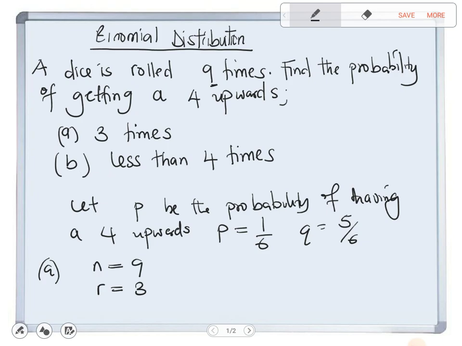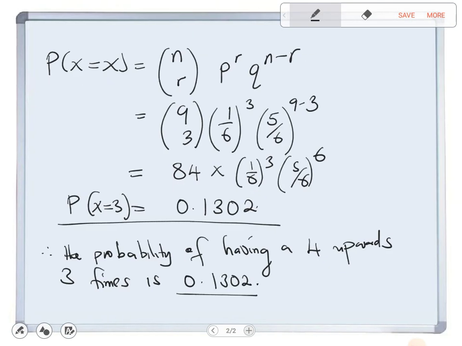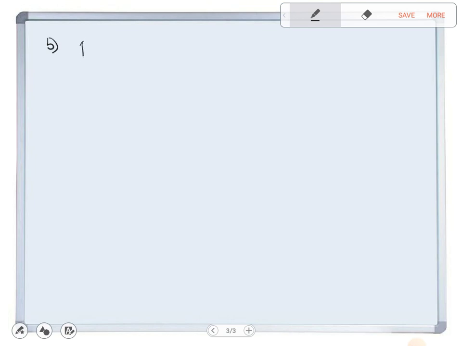Then let's go to B. B says less than 4 times. So less than 4 times, ladies and gentlemen, it means this. We have our PMF like this, which does the same thing as less than 3. Do you agree? Because 4 is not included, right? But in this case, 4 is included.